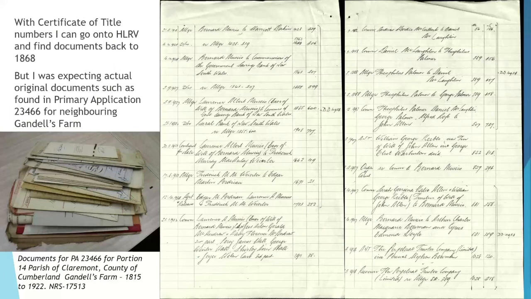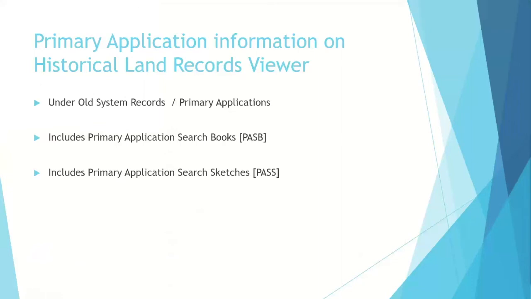And finally, we get 2 pieces of paper with all the certificate of title numbers on them. Now, I was not expecting this. I was expecting something like we have for portion 14 for Gandal's Farm, which is a little bit further west, where we have those actual certificate of title documents in the primary application documents packet. But not in this case. We just get lists of names and numbers and dates. And again, only back to 1868.